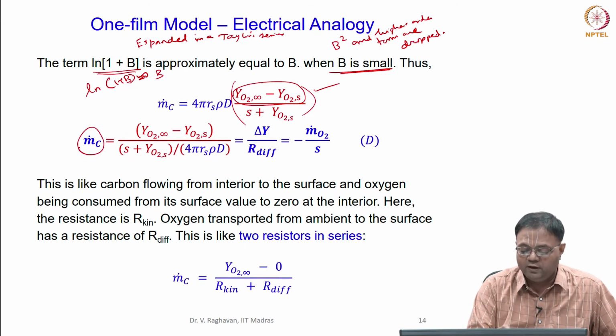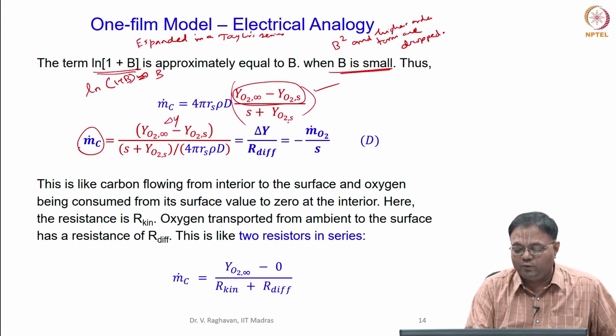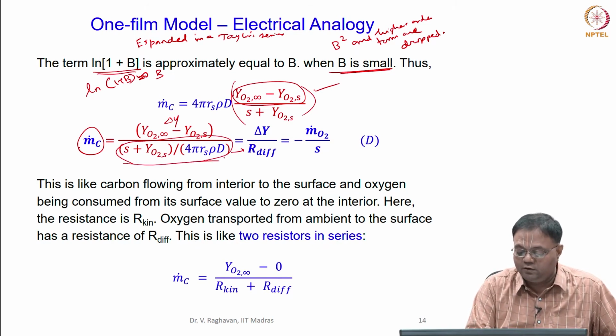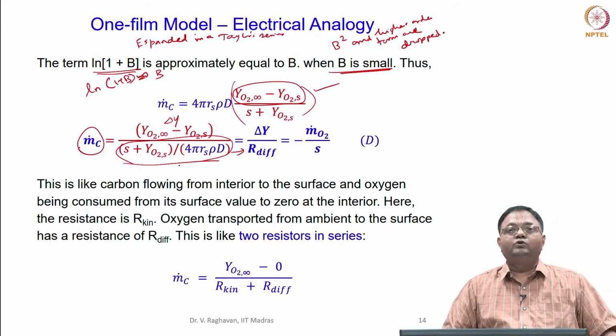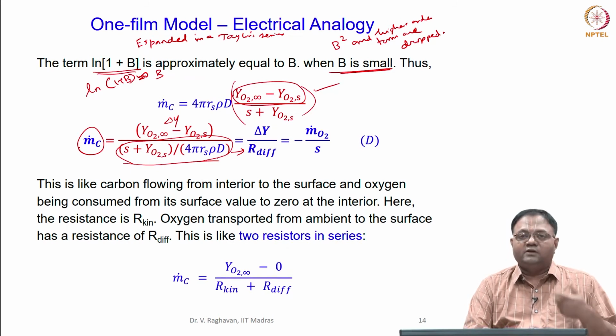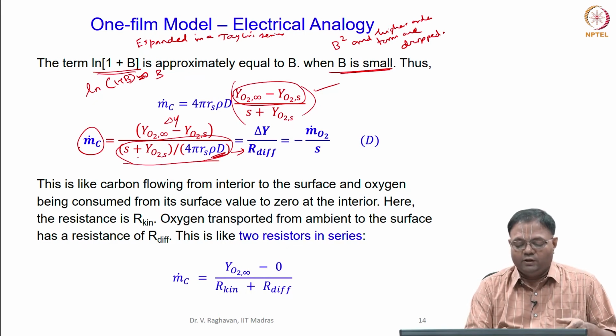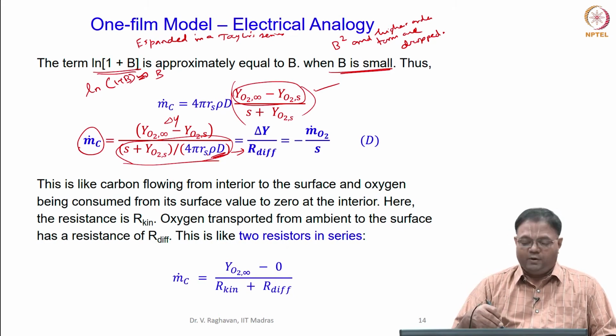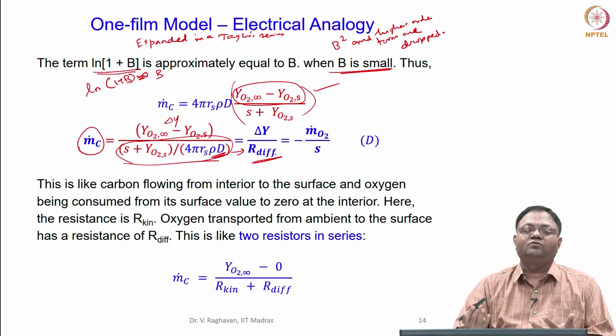So, m dot c is some delta y divided by other terms, so, s plus y o 2 s divided by 4 pi r s rho d. This term I call the resistance offered to the diffusion, obviously because the diffusion coefficient comes to the bottom here, correct. So, this is the resistance which is offered. Diffusion is directly proportional to rho d. Now, in this term, s plus y o 2 s divided by 4 pi s into rho d, the rho d term comes in the denominator. So, this is taken as the resistance offered to the diffusion.